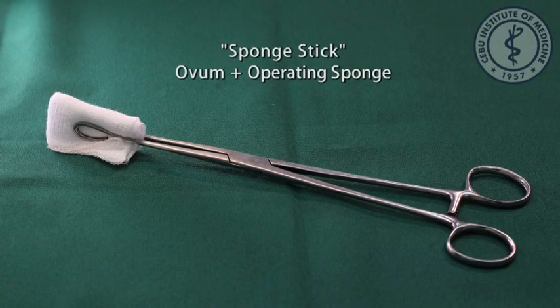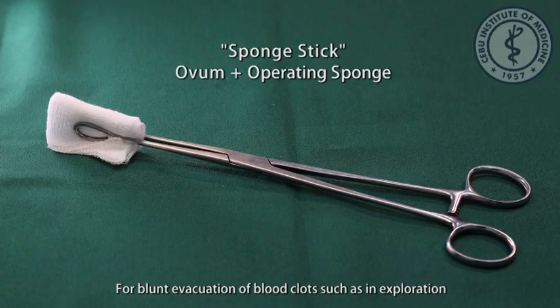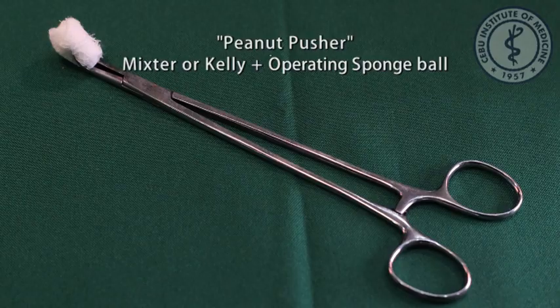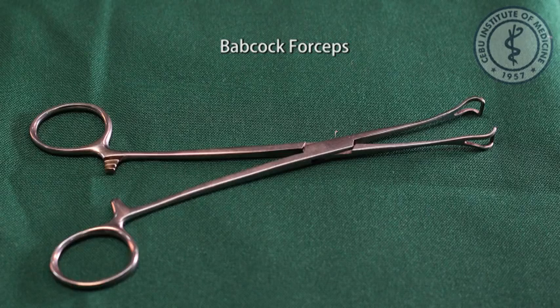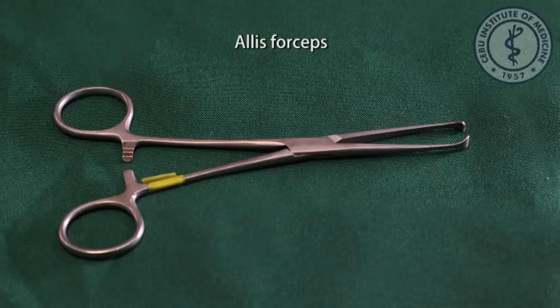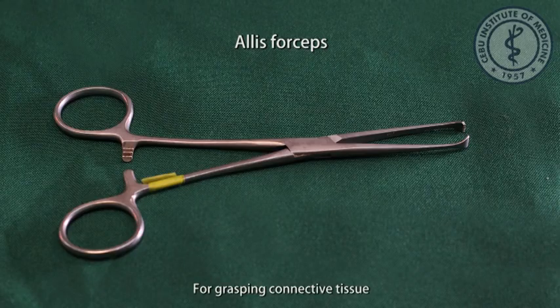Ovum forceps, sponge stick, ovum forceps plus operating sponge, for blunt evacuation of blood clots such as in exploration. Peanut pusher, Mixter or Kelly forceps plus operating sponge ball, for blunt dissection. Babcock forceps, for grasping hollow or visceral tissue. Allis forceps, for grasping connective tissue.